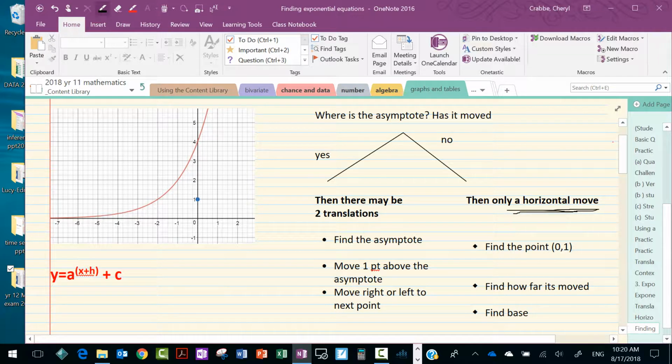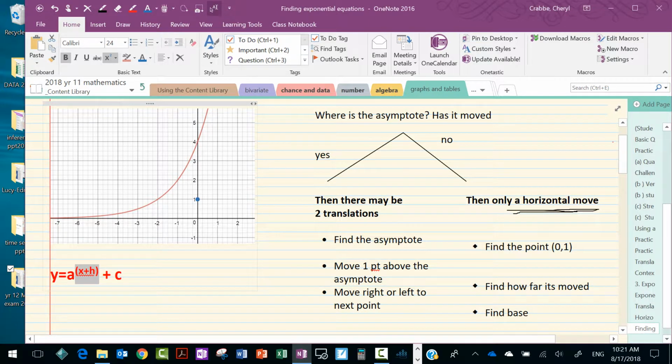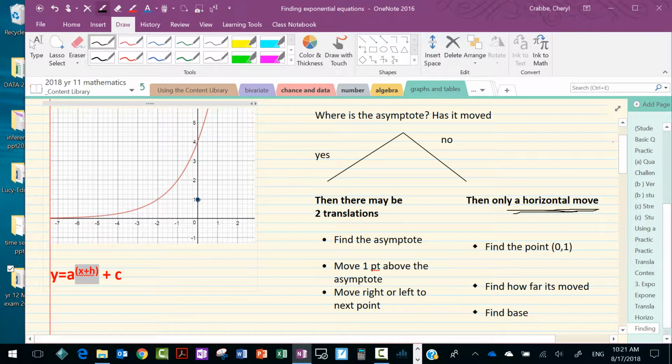So if it's only been moved right or left, then what we know is that this is all that's been applied to the basic equation: x plus some number, right? Because that's what moves the graph right and left. So we're going to deal with just that part of the equation. So what you do basically is you find your point (0, 1), right?